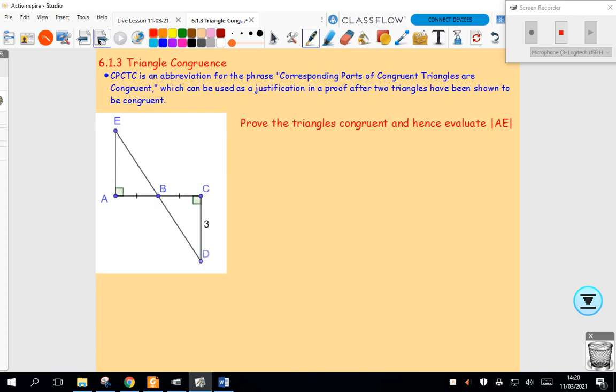I'm going to mention one last thing, which is this notion, CPCTC, which is an abbreviation for the phrase corresponding parts of congruent triangles are congruent. So I want to prove these 2 triangles are congruent, and hence I want to evaluate AE. Statement, reason. 1. I'm noting that they're both right triangles, so I'll go for the RHL.